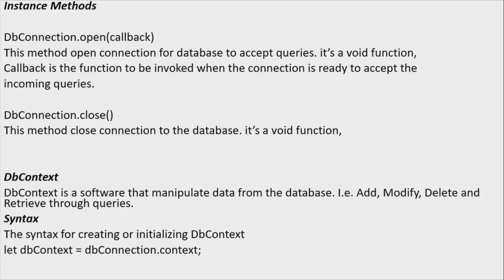The instance method we call is DB connection.open, which has a callback as a parameter. This method opens the connection for the database to accept queries. That means it is the open method that will open the database to accept the incoming queries to execute. Because before you can execute queries, the database has to be connected, has to be open already, before you can accept any query.